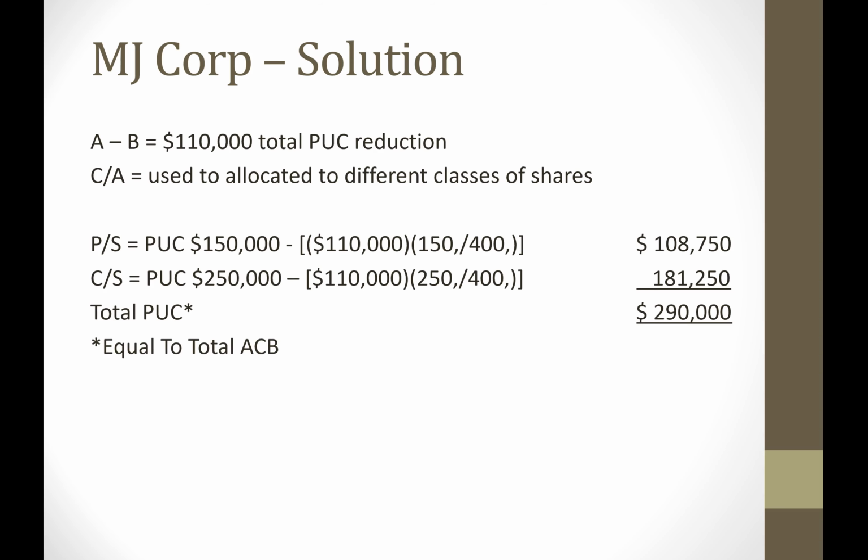Now this happens to also equal the adjusted cost base. Now remember we learned that the adjusted cost base is used if the shares are sold to, let's say, an external party. The PUC is used if, let's say, for example, the company decides to redeem the shares from Lucy. Now once again, PUC is the amount that can be returned tax-free to the shareholder.